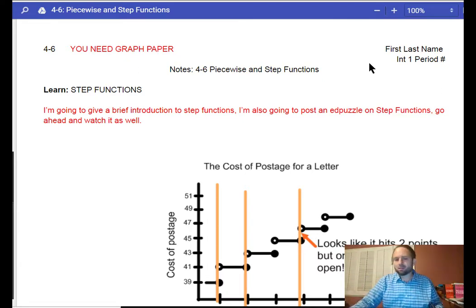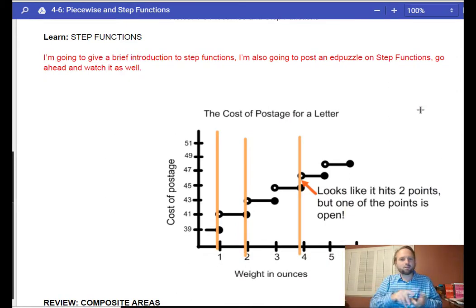Basically, step functions are kind of like linear graphs, but they're not. They tend to plateau, and then they take a step up, and they plateau, and then they take a step up, and they plateau. So basically, it looks like steps. Look at this. This is an excellent example: the cost of postage for a letter.